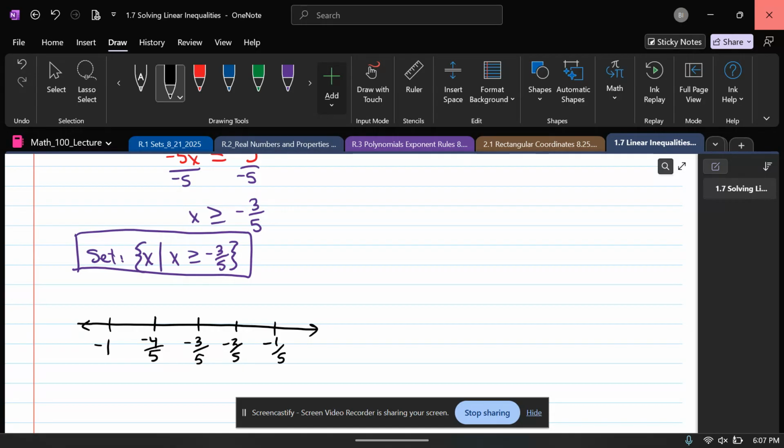Okay. So the next thing is how do I draw that on the number line? All right, so bracket at the negative 3/5 going to the right because it's greater than. So bracket and then to the right. Very good.